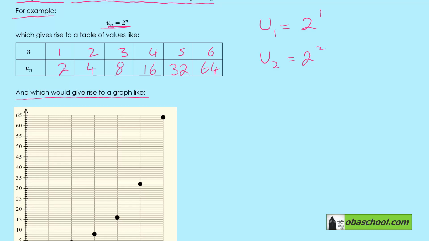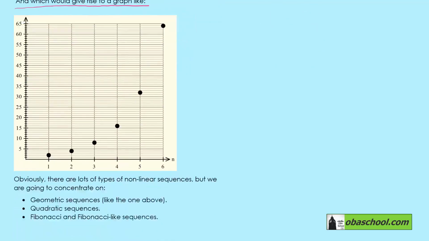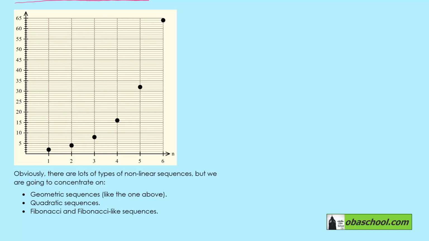And that would give rise to a graph like the one shown below. And note how the points are not in a straight line. So this is a non-linear sequence. Obviously, there are lots of types of nonlinear sequences, but we are going to concentrate on geometric sequences, like the one above. This is an example of a geometric sequence. Quadratic sequences, and Fibonacci and Fibonacci-like sequences.